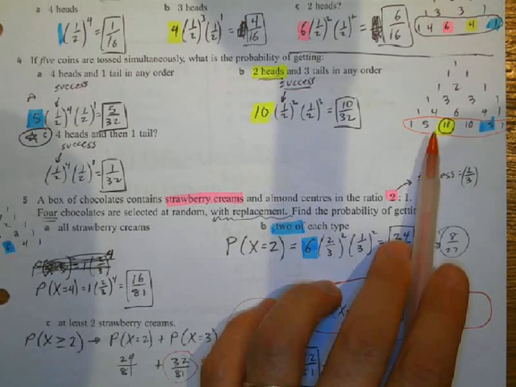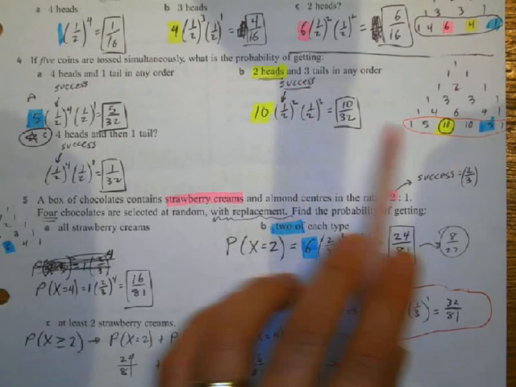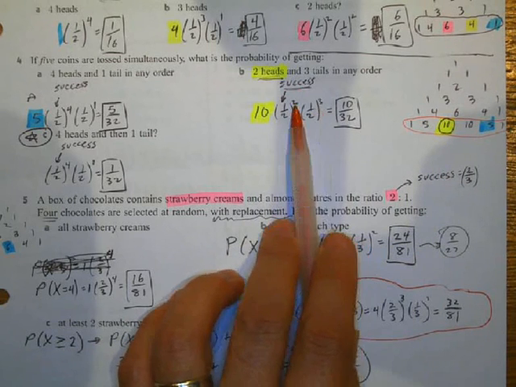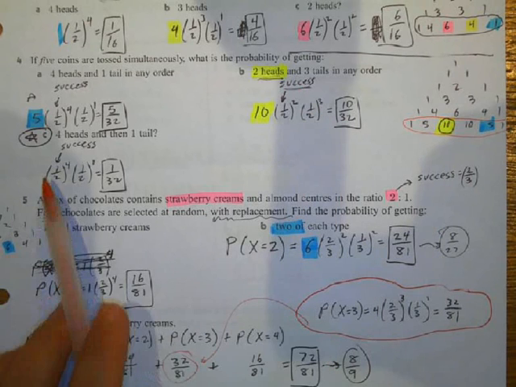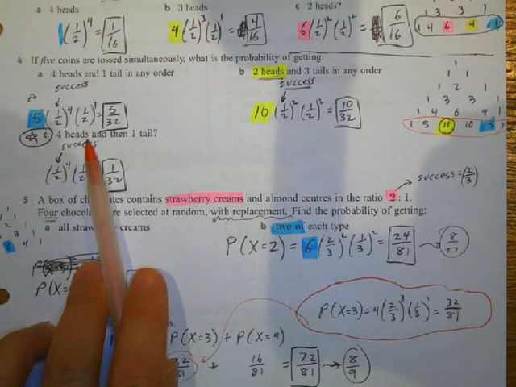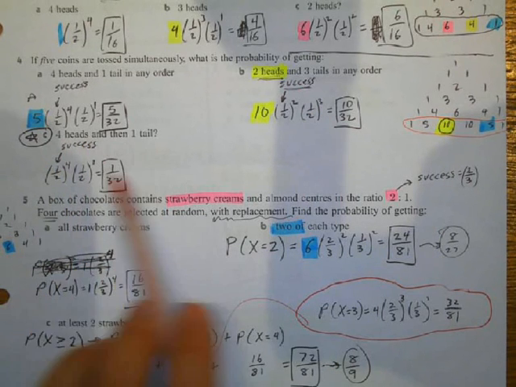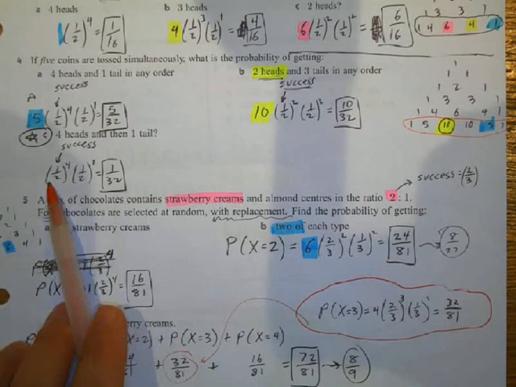Okay. We want to get heads 4 times and then 1 tail. So we're doing just one pathway, and it's going to be like this. Almost done here.